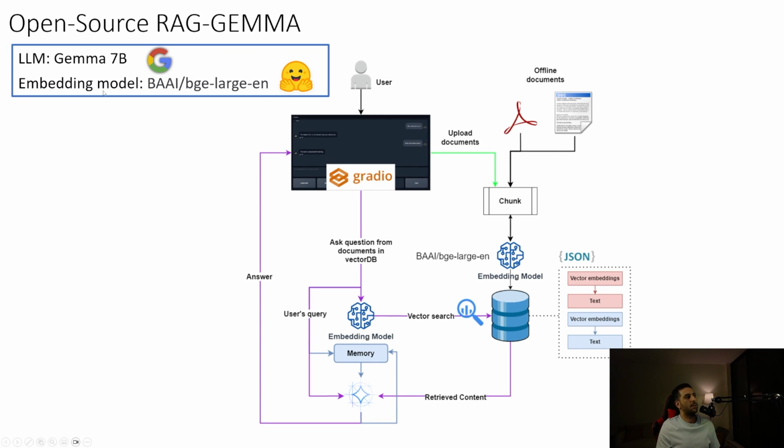For this chatbot, for the large language model, I want to use Gemma 7 billion from Google. And for the embedding model, I want to use bge-large, which is one of the best open source embedding models available in Huggingface, and you can use it for free.